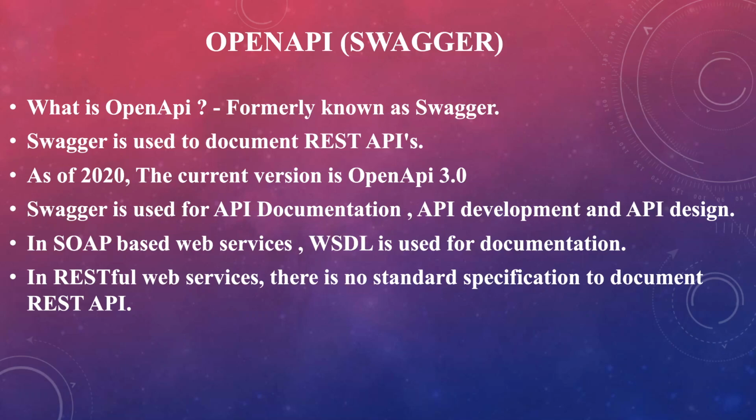Now, if we are using SOAP-based web services, we know that WSDL is used for documentation, whereas in RESTful web services, there is no particular standard specification to document our REST APIs. So one option is OpenAPI, and we also have a project in the Spring ecosystem called Spring REST Docs, which we can use to document the REST APIs.